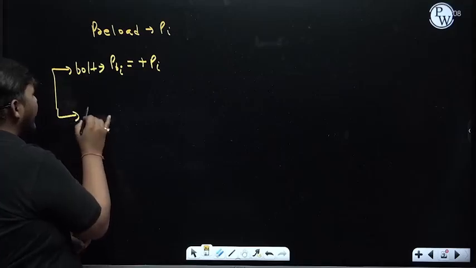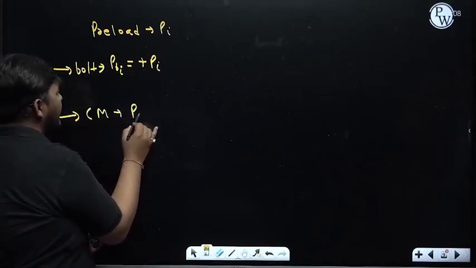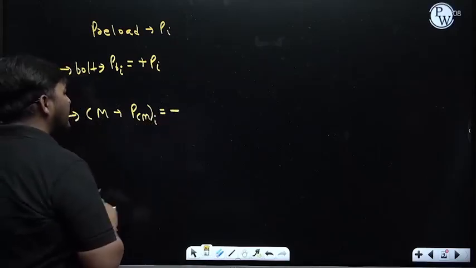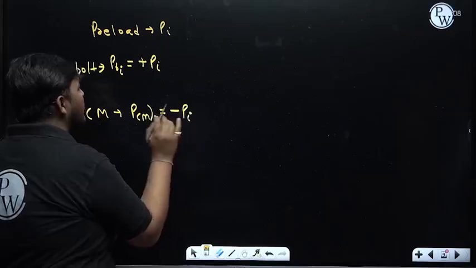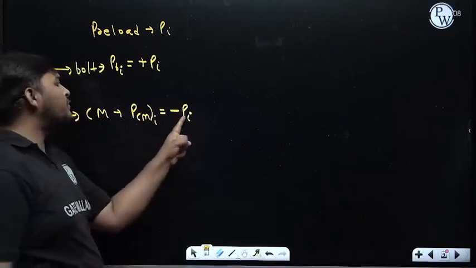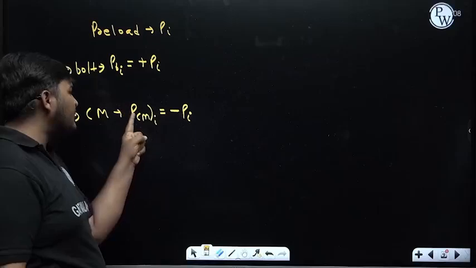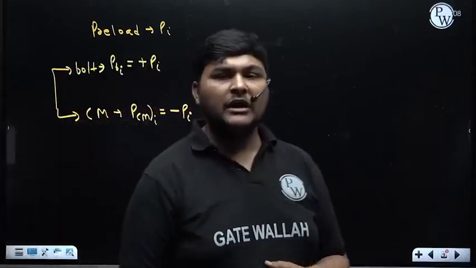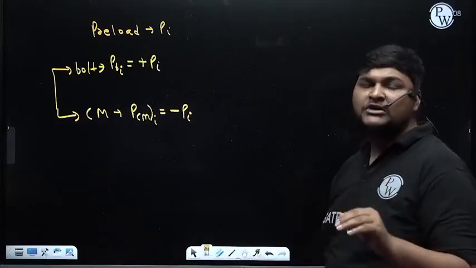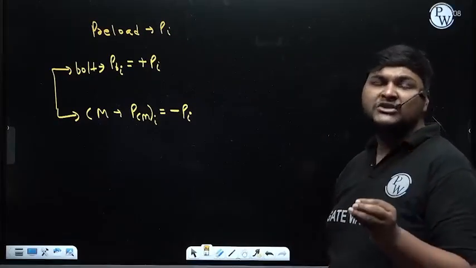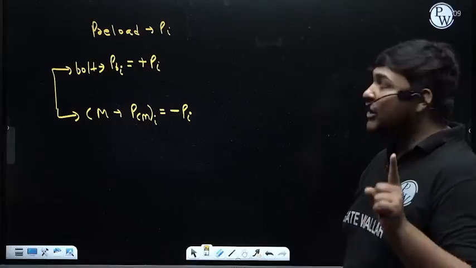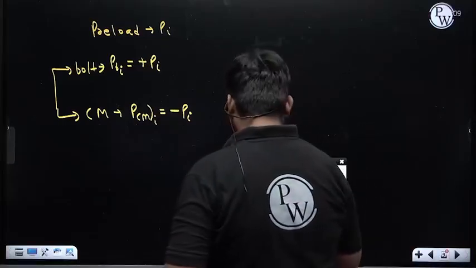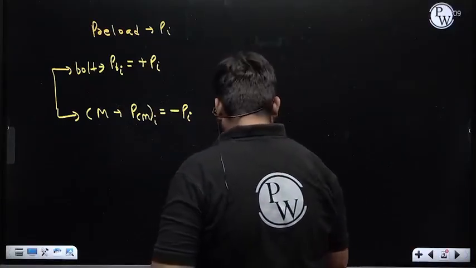Similarly, if you write the effect of preload in the connecting member, it will be PCMI, and due to preload the connecting member will be in compression, that's why I am writing a minus sign. The compressive force in the connecting member due to preload will be equal in value to Pi. So the overall net axial force in the connecting member due to preload is minus Pi, and Pi is given in the question. But right now, since the strength of the bolt is given, our objective is to calculate the total stresses or total axial force coming in the bolt. Due to preload, the axial force in the bolt is plus Pi. Now we'll find the effect of the external tensile load P.